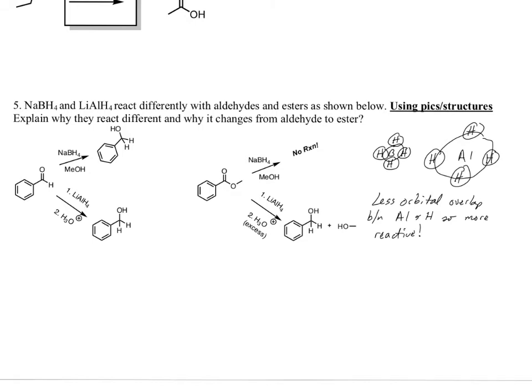Why is that? If you look at where boron and aluminum are at in the periodic table, boron's above aluminum, so aluminum is lower on the column. So it's a larger element, and the hydrogens therefore are not going to have as much orbital overlap. If you have less orbital overlap, that's a weaker bond, a more reactive bond. And that's why these react more readily, even though they all are H minus. So I'm looking for that picture, which we've talked a lot about.